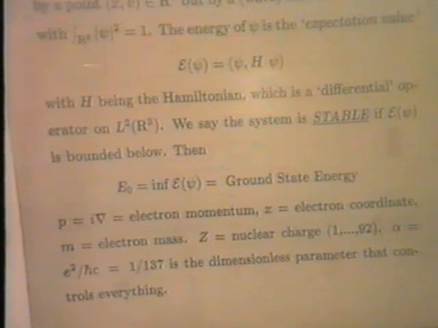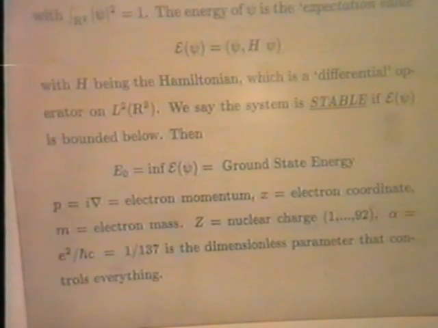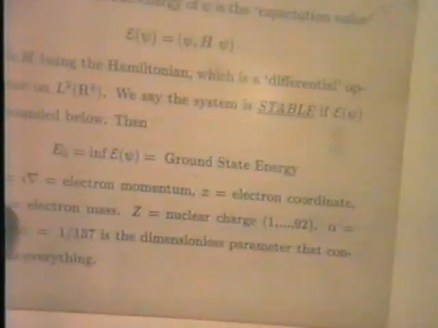Now, in order to explain what this differential operator is, some notation is needed. The operator P is just shorthand for i times gradient, in the right units anyway. And that's supposed to be the momentum. The electron coordinate is X, and the mass of the electron is m. A nuclear charge, if there's an atom, a nucleus around, is Z, it goes up to 92, and as I already explained, alpha will play a role, that's the fine structure constant.